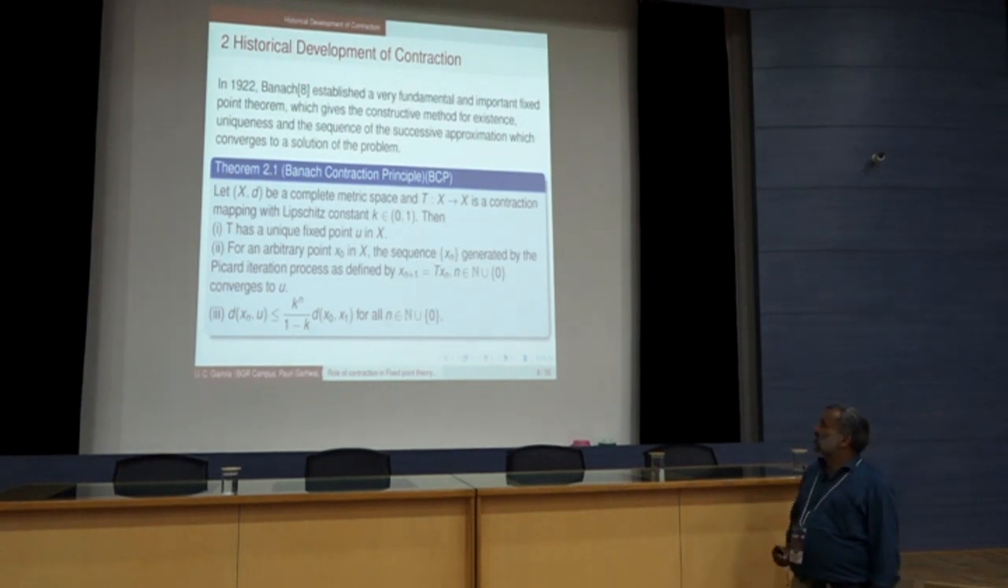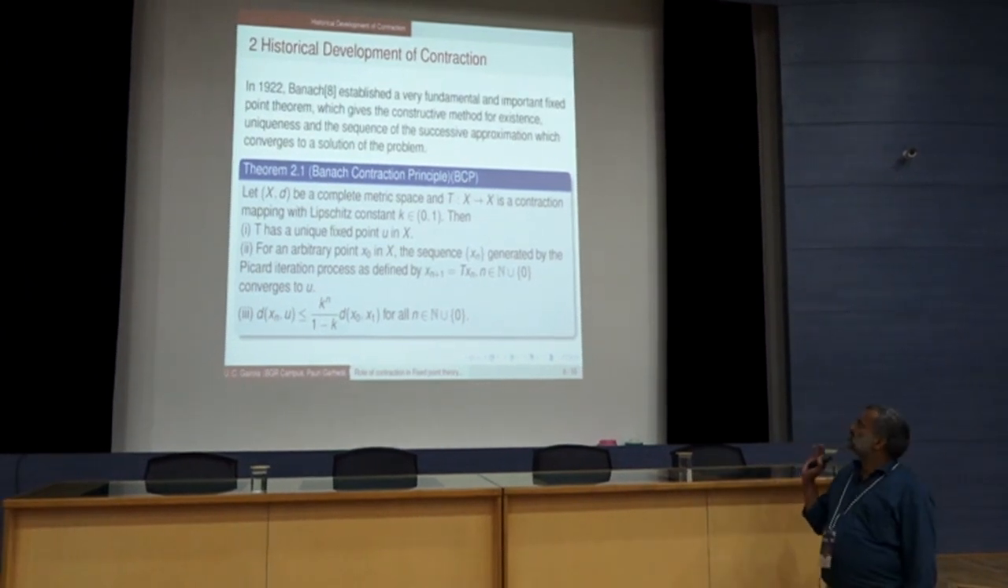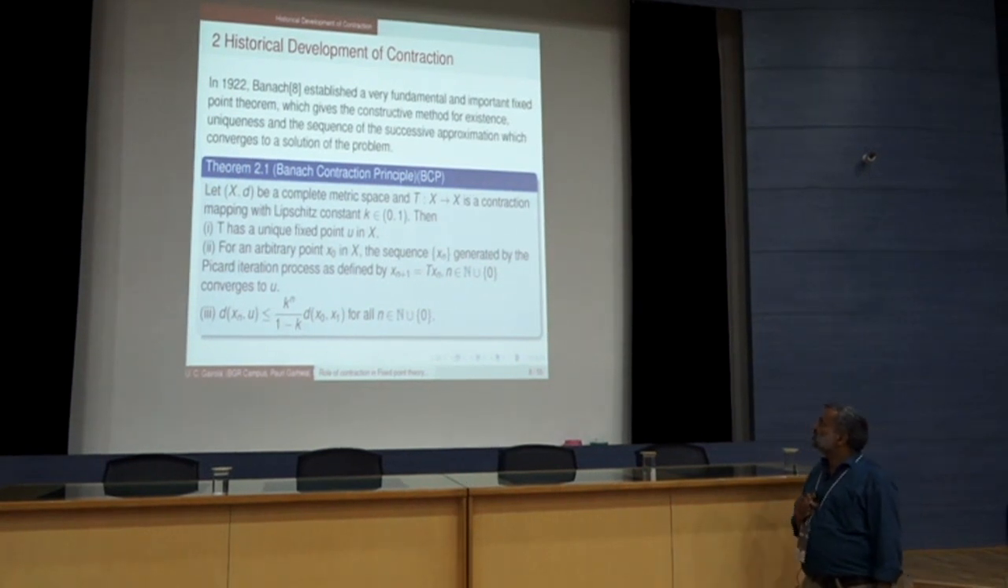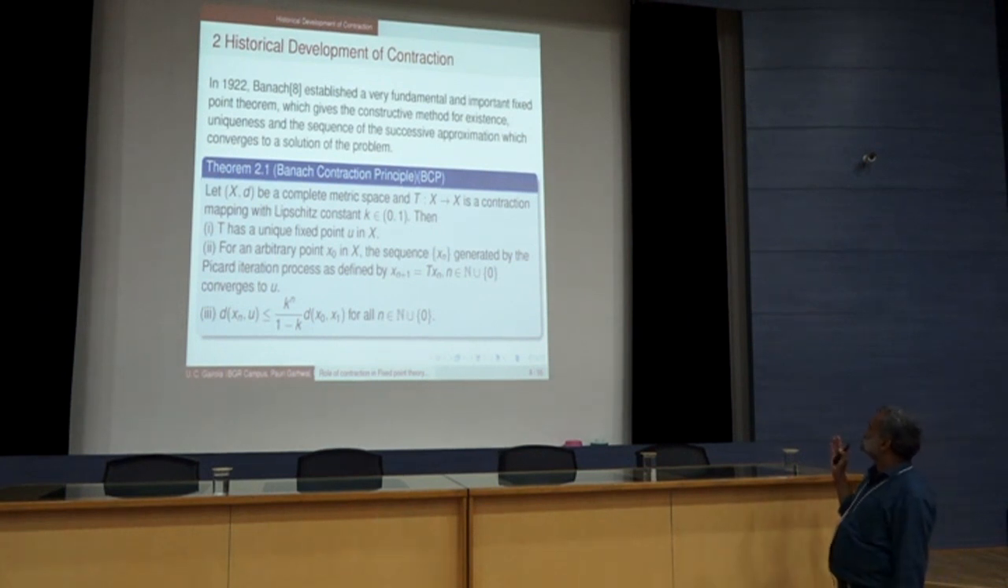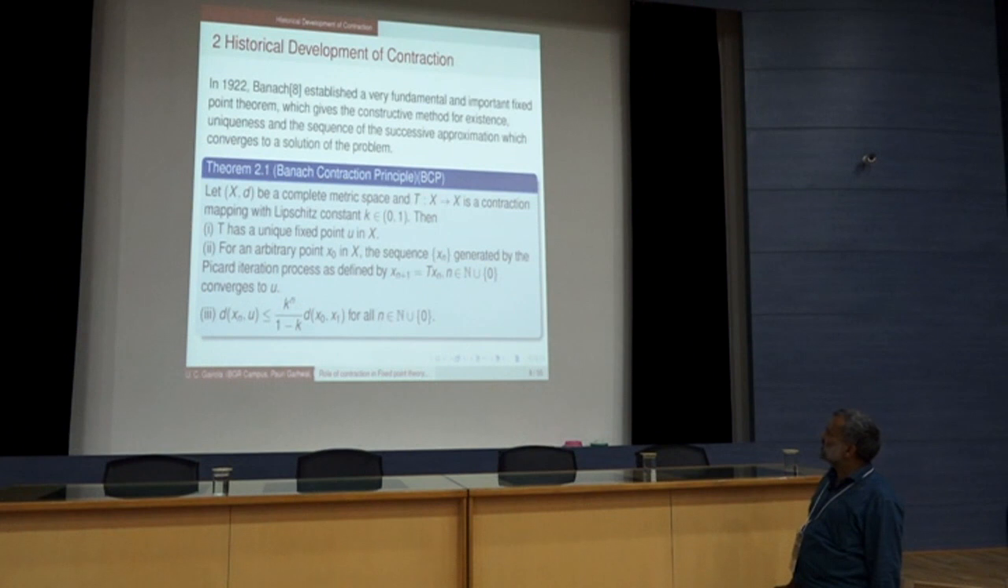Initially in metric fixed point theory, in 1922 Banach established a very fundamental and important fixed point theorem, which gives a constructive method for existence, uniqueness, and the sequence of successive approximations which converge to a solution of the problem. The theorem states that if (X, d) is a complete metric space and T from X to X is a contraction mapping with Lipschitz constant k belonging to [0, 1), then T has a unique fixed point u in X.